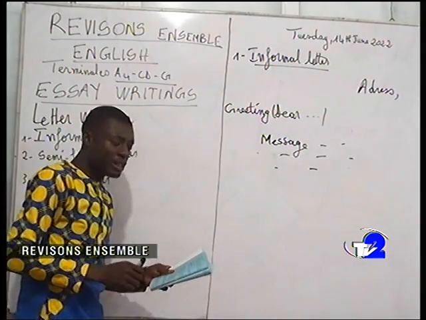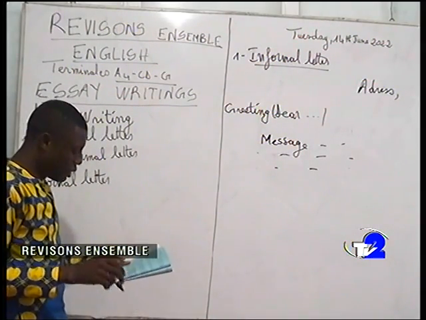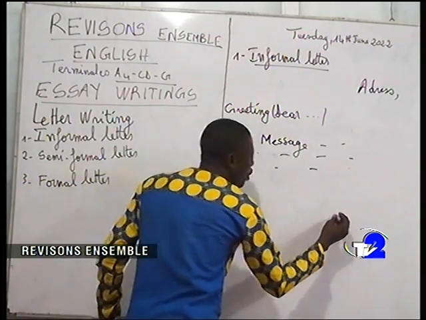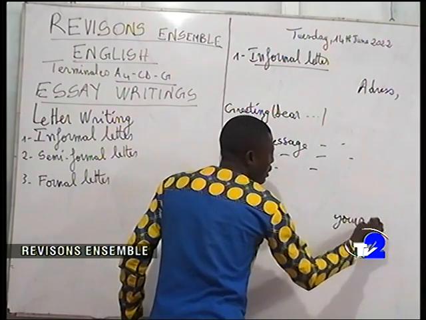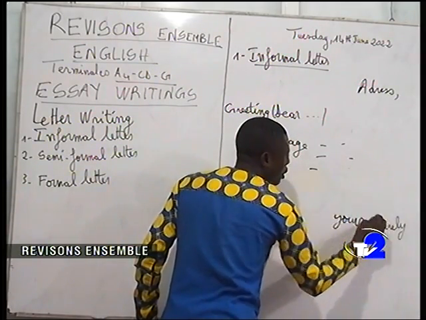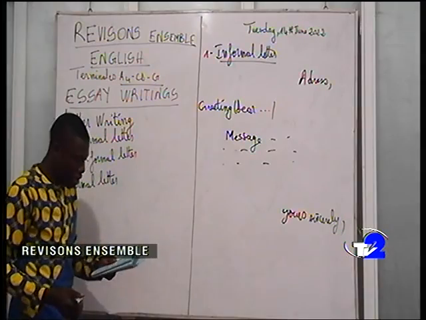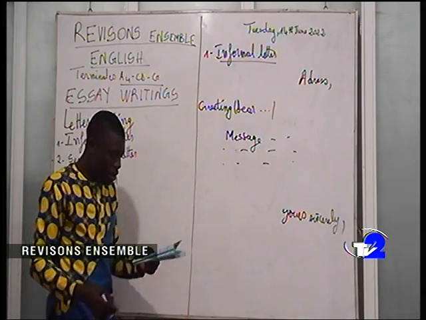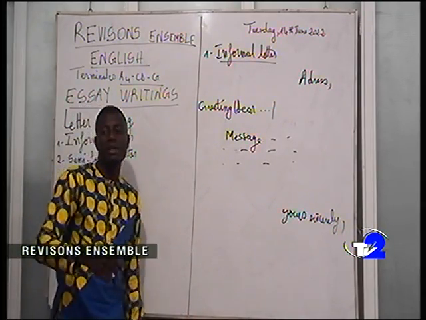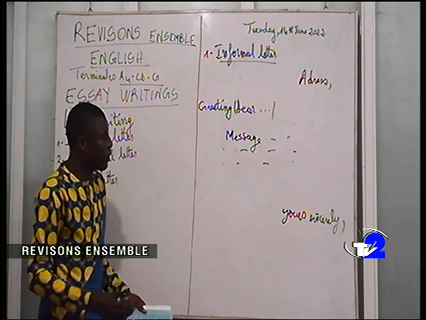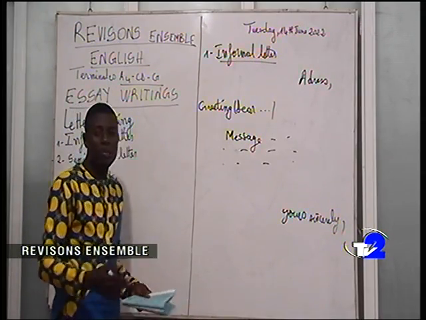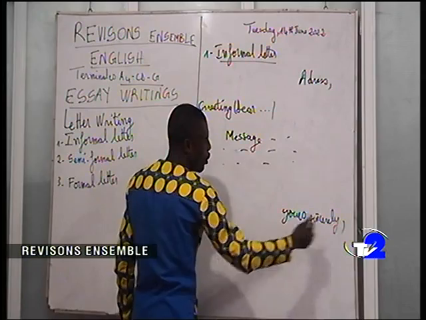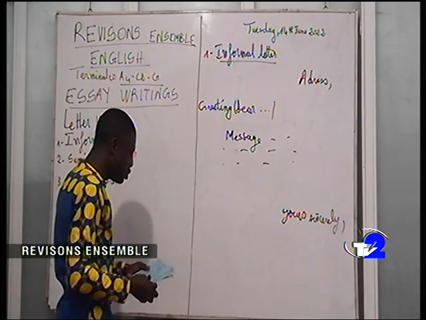Now after the message, you are going to close the letter. The closing can be yours sincerely, or you can write yours lovingly, or yours ever, or your daughter. If it is your father or your mother, you can say your daughter, or your nephew. It depends on what you want for the person. So you can say yours sincerely. And now you write your signature.